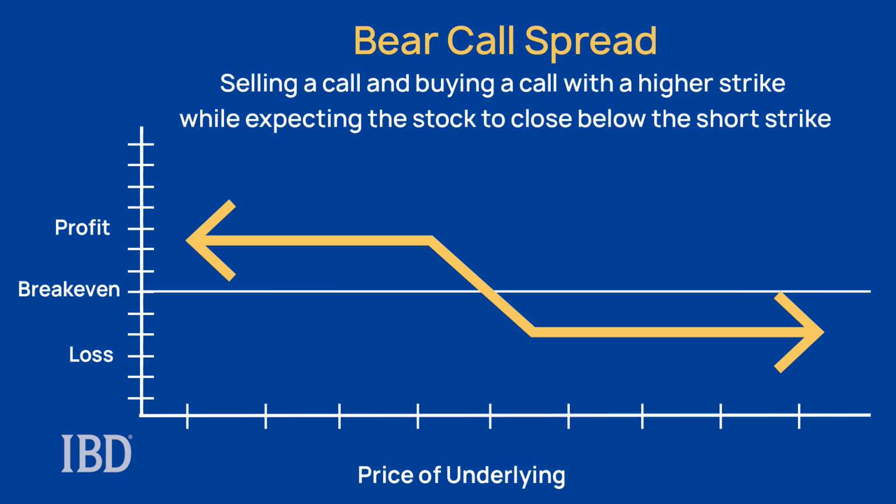On the flip side, if the underlying moves higher, the maximum loss occurs if it finishes above the higher strike price at expiration. The short call has an unlimited loss potential on gains in the underlying, but the long call will start gaining value to offset the losses of the short call. That's what makes the bear call spread a risk-defined trade.